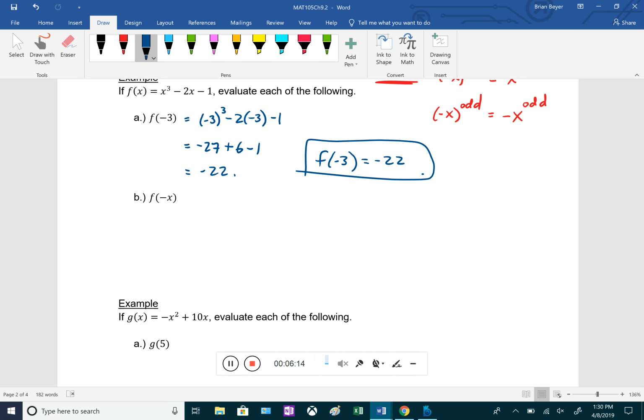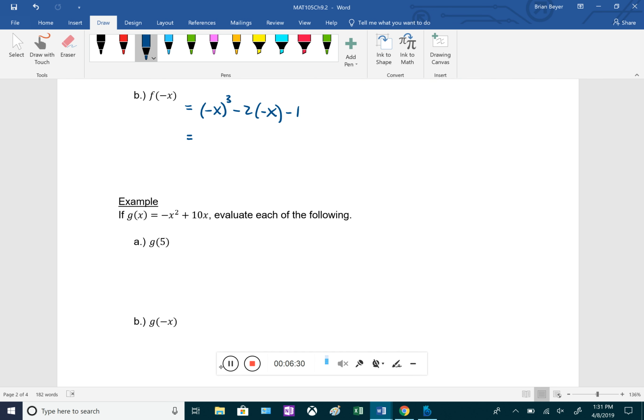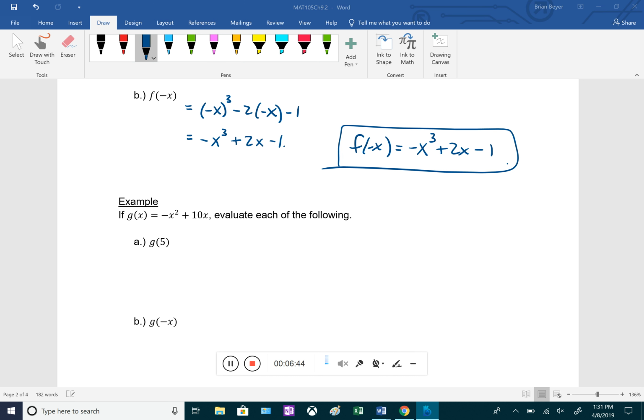And then for this last one here, f of negative x, we plug in a negative x everywhere there's an x. We get negative x cubed minus 2 times negative x minus 1. And now simplifying this, negative x to an odd power, it stays negative, parentheses dropped, and then negative times a negative, we get plus 2x minus 1. So this gives us f of negative x equals negative x cubed plus 2x minus 1.